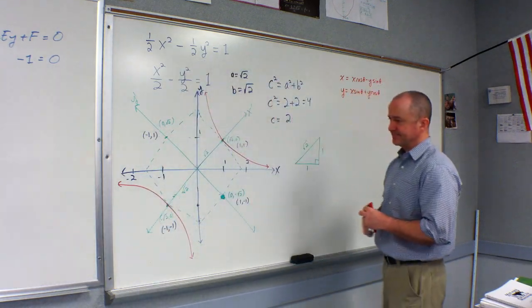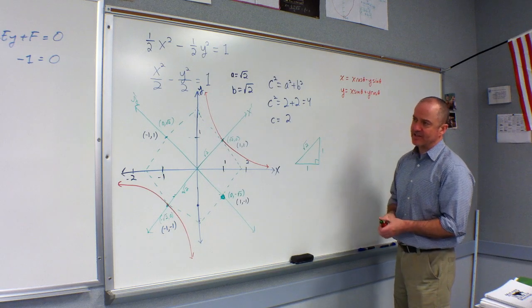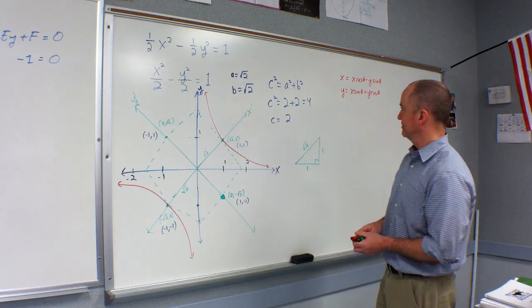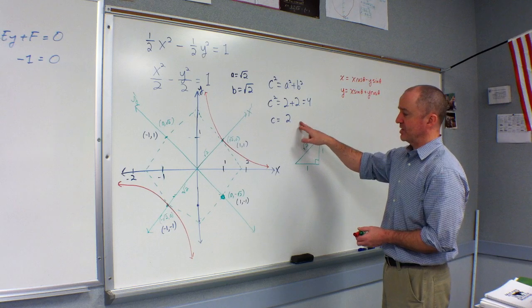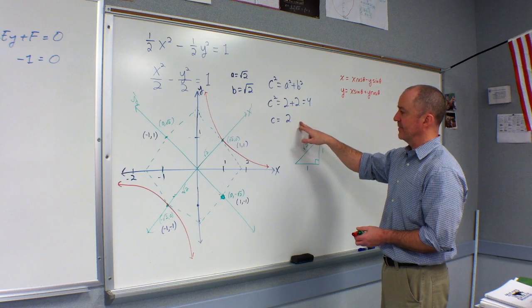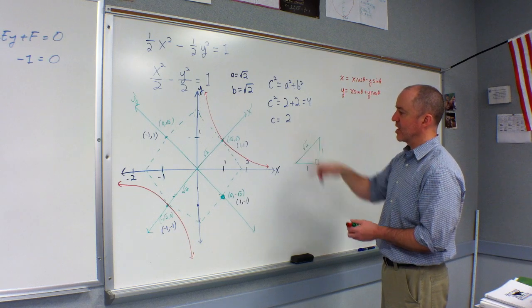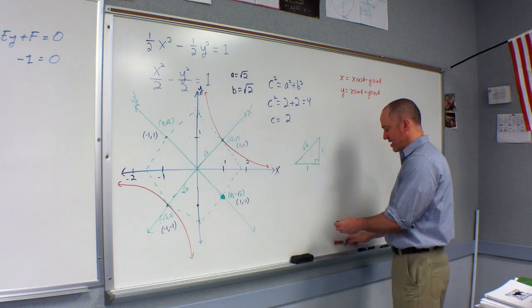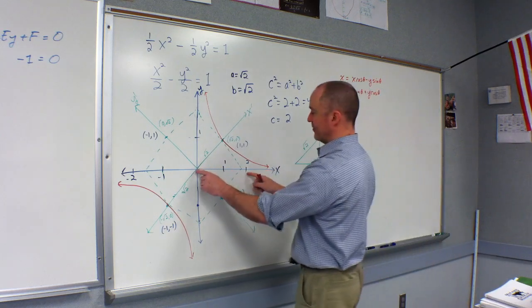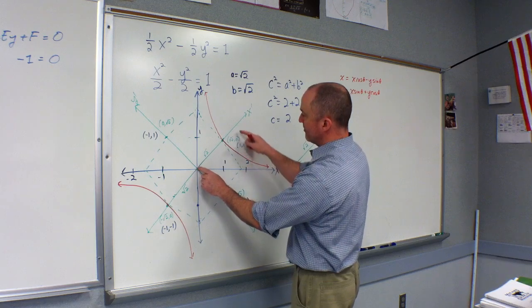The foci are going to be along the x prime axis, 2 units along the x prime axis. There's a couple ways you find this. You could take a compass from here and rotate it up 45 degrees.